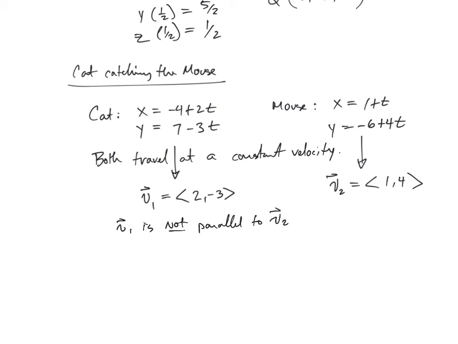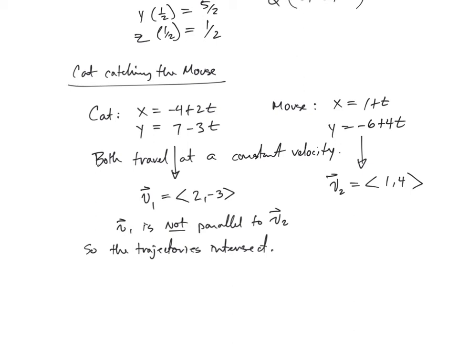Which means the two lines, the two trajectories of the cat and mouse, are going to cross, right? They're not parallel, so at some point they have to cross. So the trajectories intersect. Okay, so far so good for the cat, right? But in order for the cat to catch the mouse, the cat and the mouse both have to be at that crossing point at the same time.